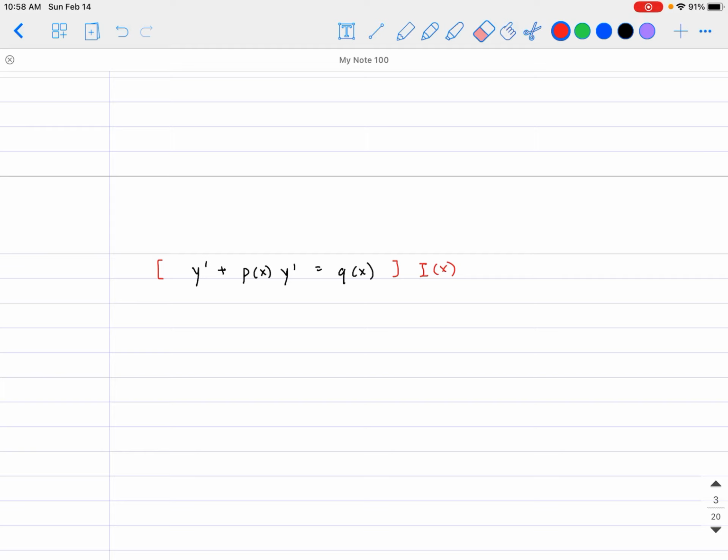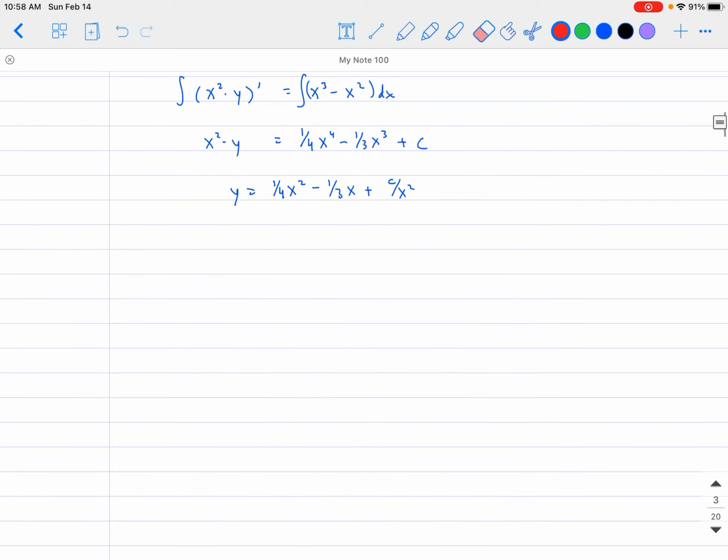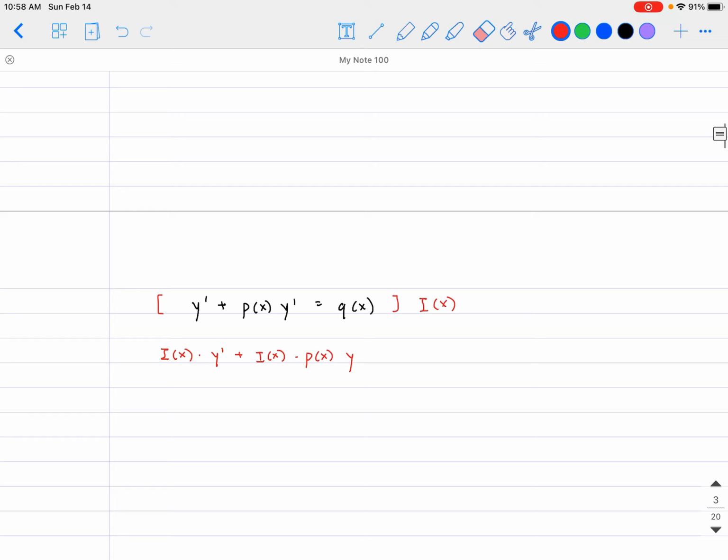If I do so, then I am going to have I of x multiplied by y prime plus I of x multiplied by p of x times y. Actually, I think I made a mistake, because that second part shouldn't have a prime in there. Hopefully it'll eventually show up. And then that is going to be equal to q of x multiplied by I of x.